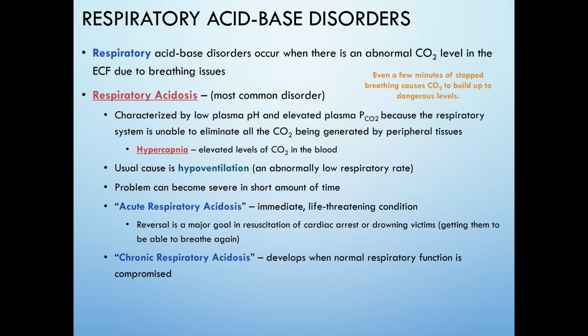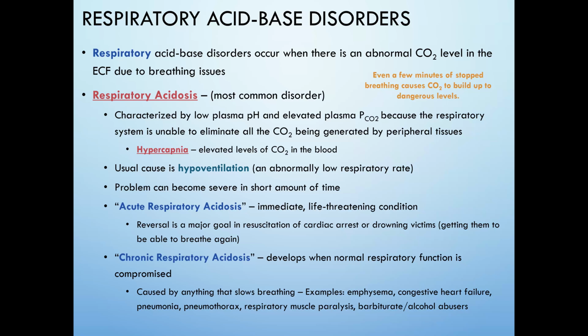Chronic respiratory acidosis occurs when normal respiratory function is compromised due to some condition. So this can be caused by anything that slows the normal rate of breathing. Some examples could include emphysema, congestive heart failure, pneumonia, pneumothorax, paralysis of the respiratory muscles, and even long-term use of barbiturates and alcohol.